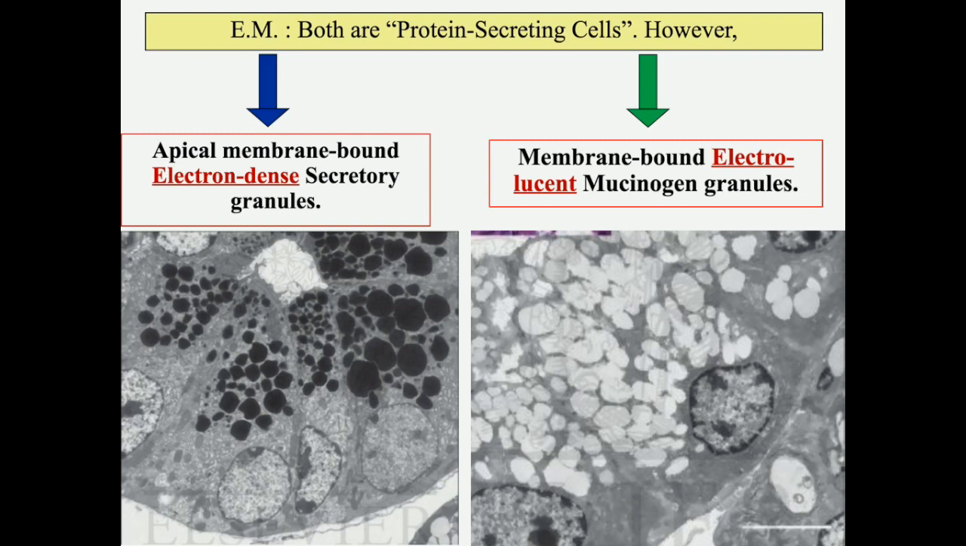But in the case of the mucus cell, we will have electron lucent, meaning pale, and they are of course membrane bound. These are the mucus or glycoprotein granules, the mucus granules or mucinogen granules. So this is dark and this is light.